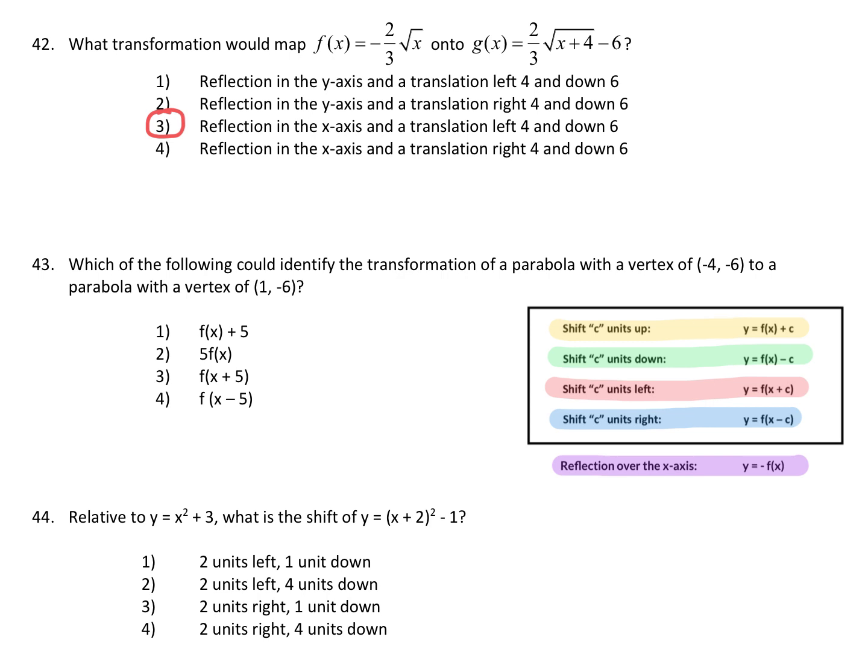Which of the following could identify the transformation of a parabola with a vertex of -4, -6 to a parabola with a vertex of 1, -6? Okay, let's draw this out.